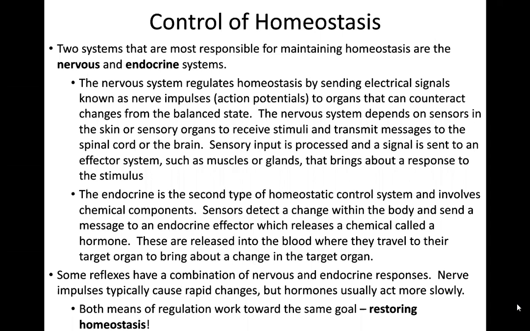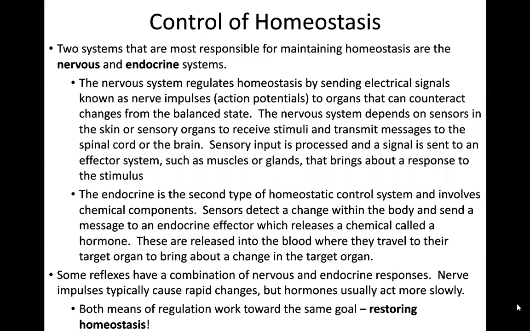The endocrine system is a second type of homeostatic control system, and it involves chemical components. Those chemicals are called hormones, which are released in response to a change, and those hormones are dumped into the blood, where they're then carried, in many cases, to a whole lot of organs to bring about the change in the target organ. As I mentioned, a lot of times these two systems work together. Some reflexes employ both nervous and endocrine responses.